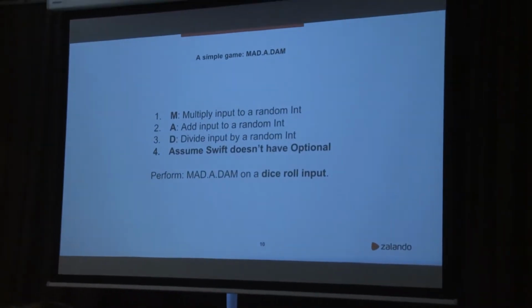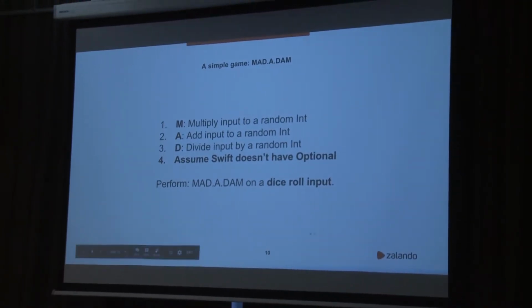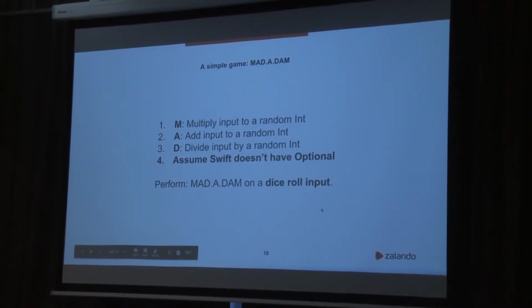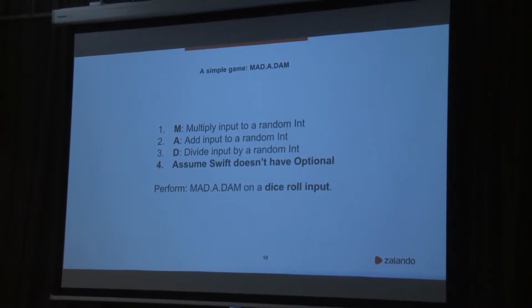We should not be oblivious to what's out there. OK, so here's a simple game that we're going to play. It's called Mad Adam. Basically, we are going to do a calculator game. M is for multiplication, A for addition, D for division. But we will assume for the talk that Swift does not have optionals. And I will tell you why, OK? Ready? Swift does not have optionals, OK?